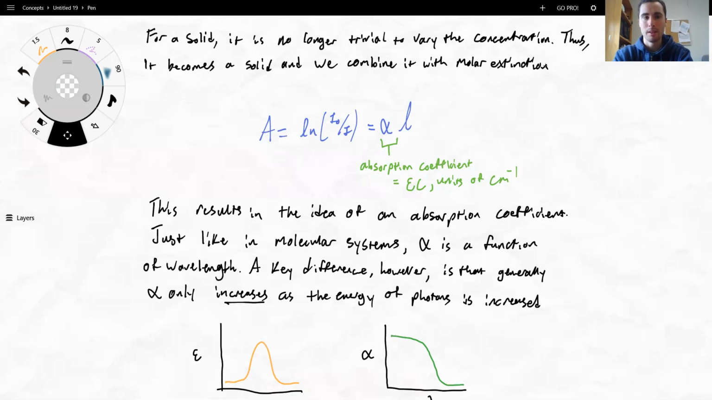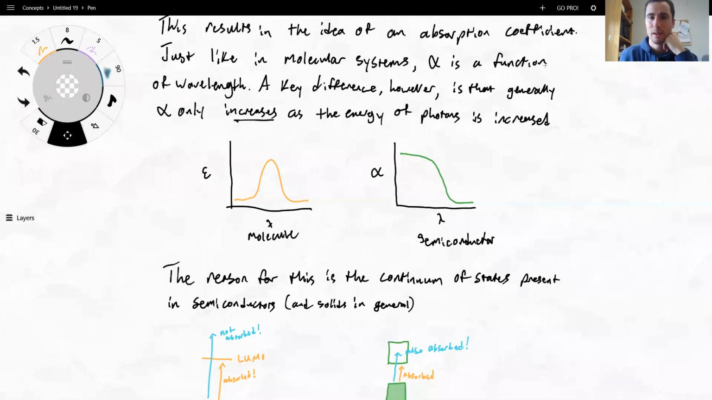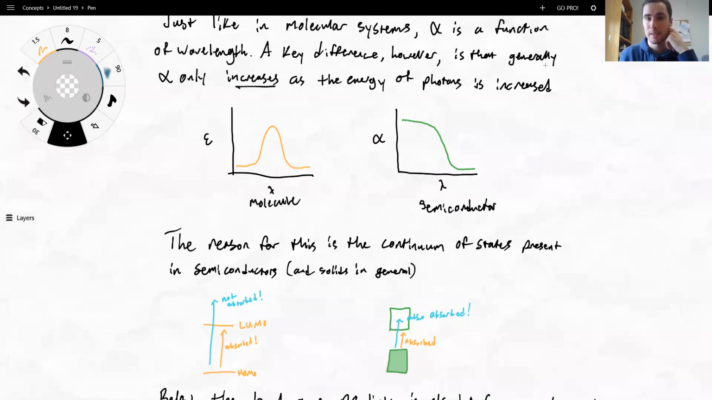One of the key differences is that unlike in a molecular system, where you would get maybe a Gaussian distribution in different areas depending on the different molecular orbitals that you're exciting to, in general, due to the continuum of states that's present, alpha basically only increases. It's not 100% true, but in general, you can expect as the wavelength gets shorter or the energy of the light gets higher, the semiconductor only gets better at absorbing that light.